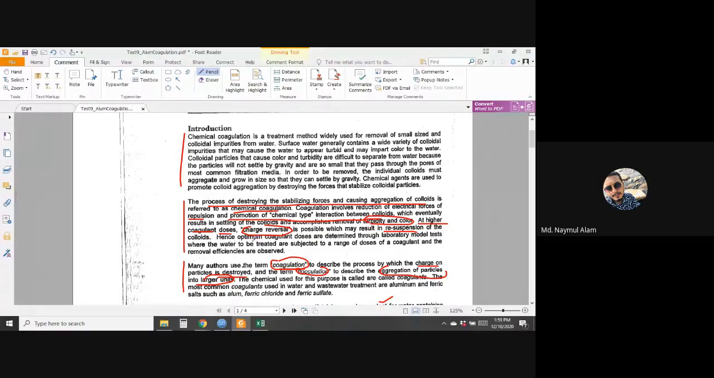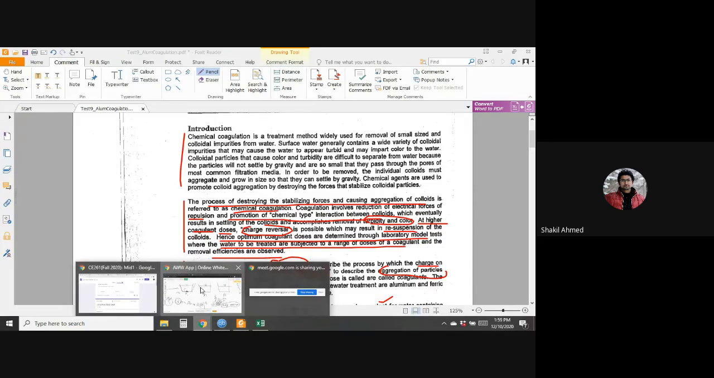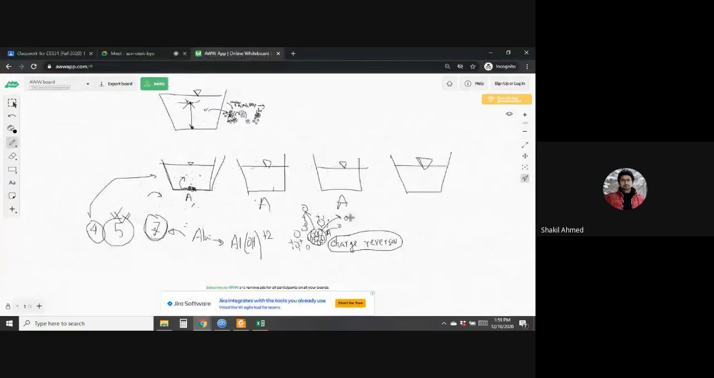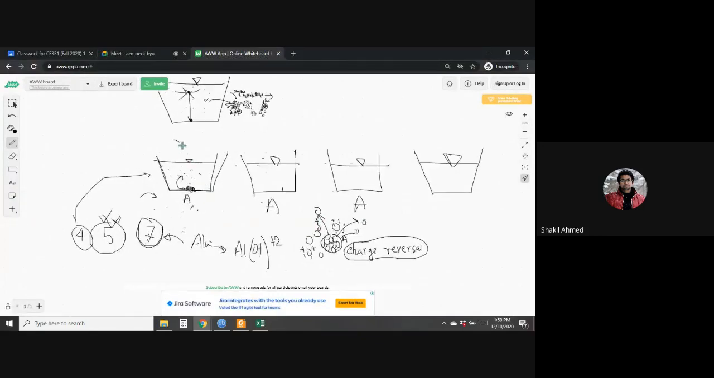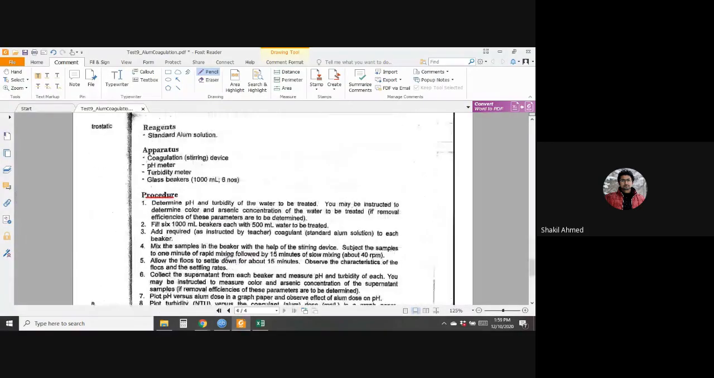So that's why optimum coagulant doses are determined through laboratory model tests, where the water to be treated is subjected to a range of doses of coagulant and the removal efficiencies are observed. This is what I am saying: we will take different samples, and in all of them we will add alum, but at different doses. For example, how many ml of sample did you take here? For example, you took 500 ml each, okay.